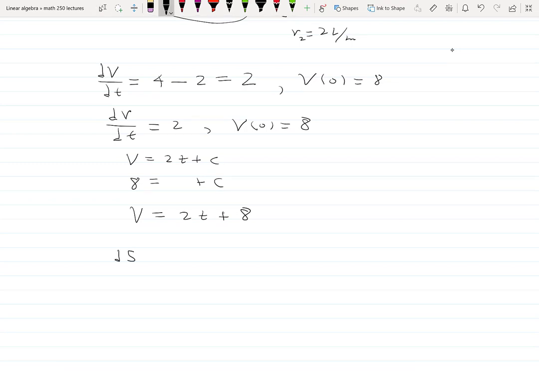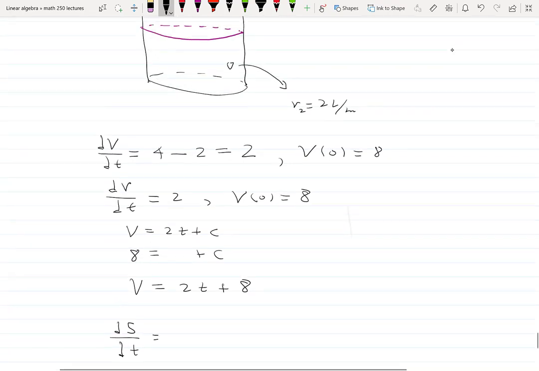Now, the differential equation involving the amount of salt in the tank is still satisfied by computing the rate at which salt enters, minus the rate at which salt leaves.